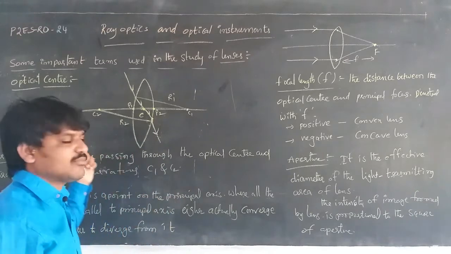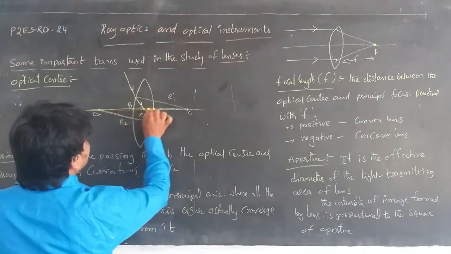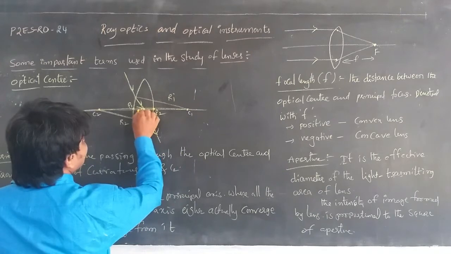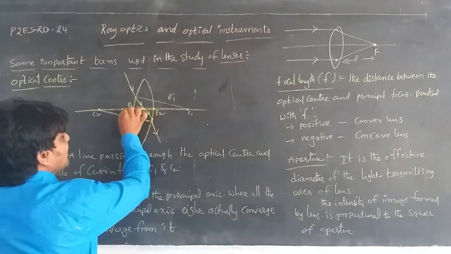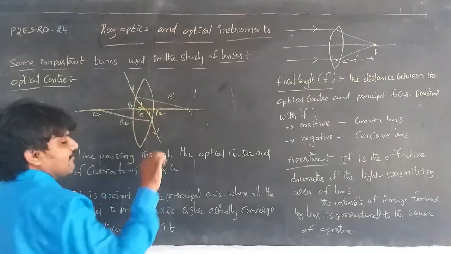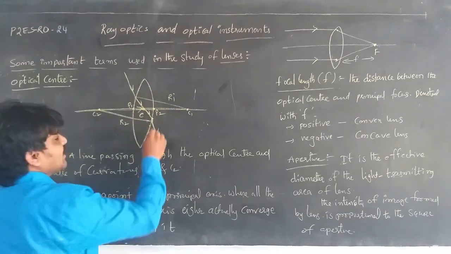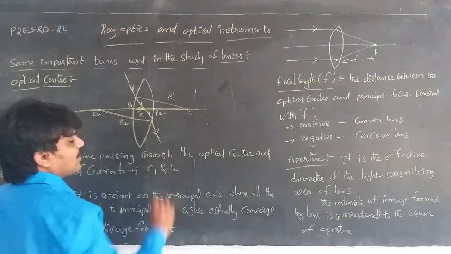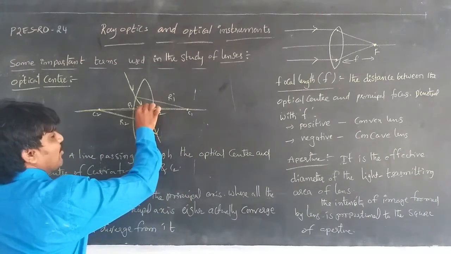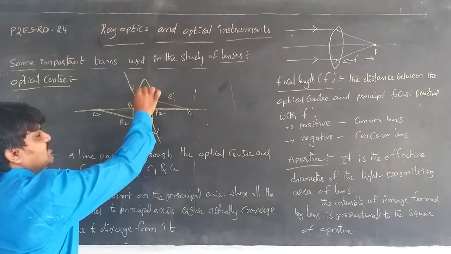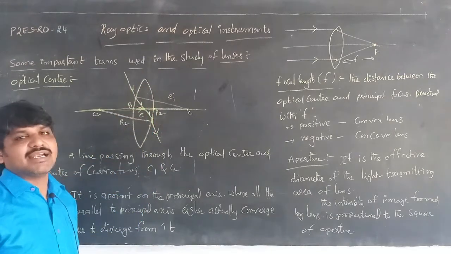If the incident ray is passing parallel to the principal axis, it will move along the same path without any deviation. It is a point on the principal axis which divides the lens with respect to its radius of curvature.